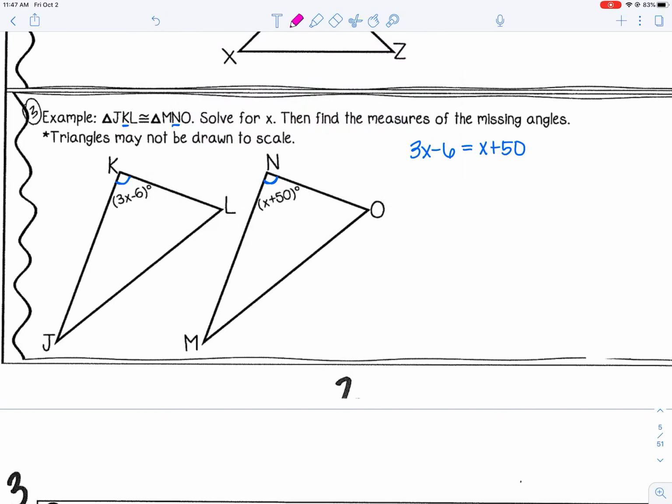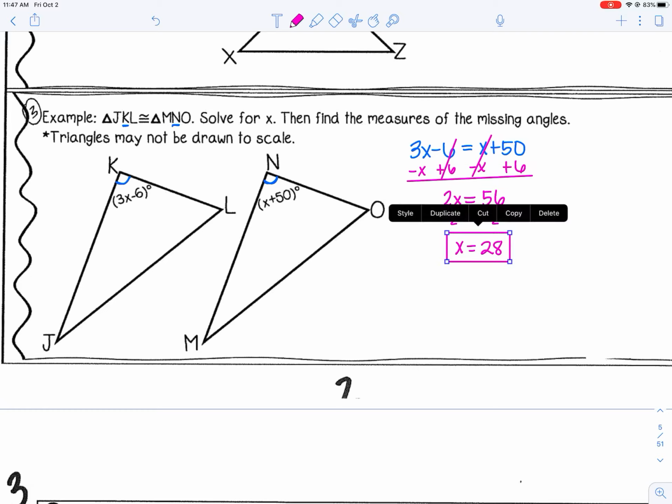Then we'll solve. We'll subtract x from both sides, add 6 to both sides. So 3x minus x is 2x, 50 plus 6 is 56. Then you'll divide by 2, and you'll get x equals 28.